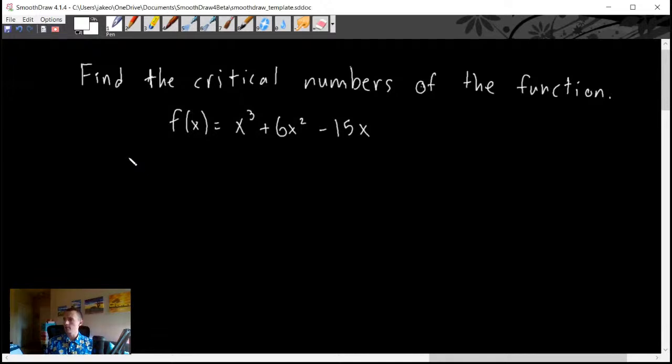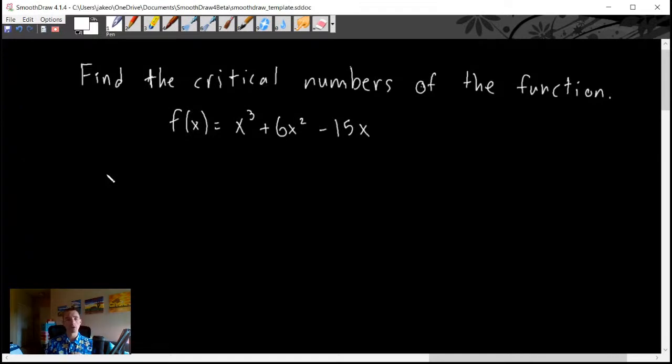All right, but let's go ahead and jump into this third example here. We are going to find the critical numbers of the function f of x equals x cubed plus 6x squared minus 15x. So first question here, when you're looking at a problem like this, what is a critical number? How do you find a critical number?